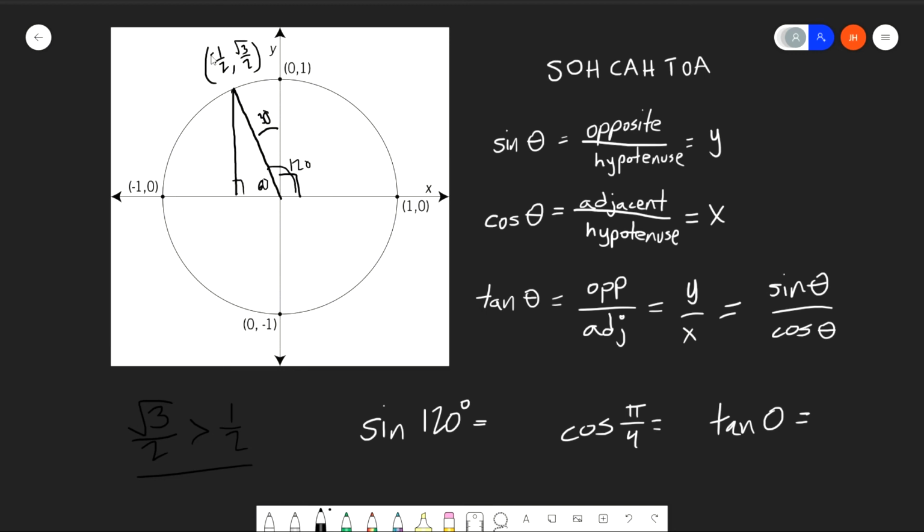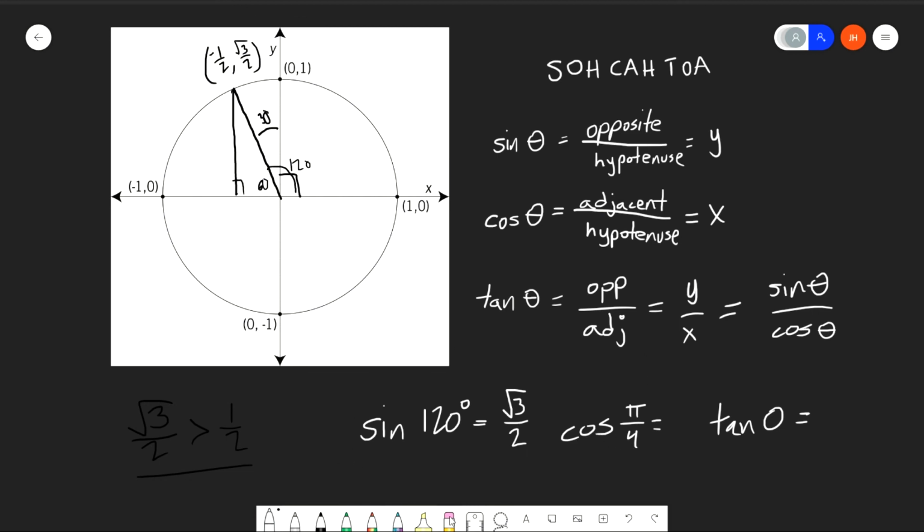So what I've done here, guys, is I've actually shown y'all my thought process as I'm trying to evaluate sine of 120. So I know that sine is the y-coordinate. What's my y-coordinate? It's root 3 over 2. Okay, fine. Cosine of pi over 4.